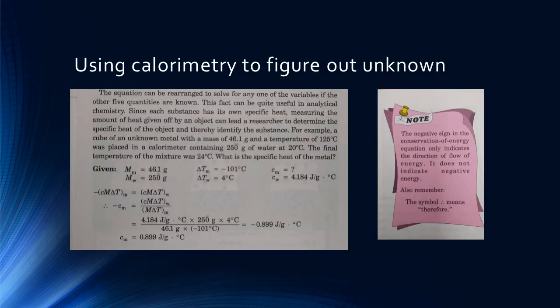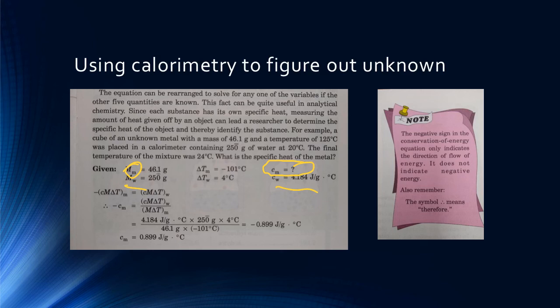So if you'll notice here on page 7 at the top, M with the subscript M means the mass of the metal, okay? MW is the mass of the water. And if you read the problem here, they're saying that the metal has cooled off negative 101 degrees, and the water has warmed up in the process by 4 degrees. Now we already know the C value for the water. We looked that up on the chart, 4.184. We're going to figure out what is the C value for the metal. That's the unknown. So here's the formula down here.